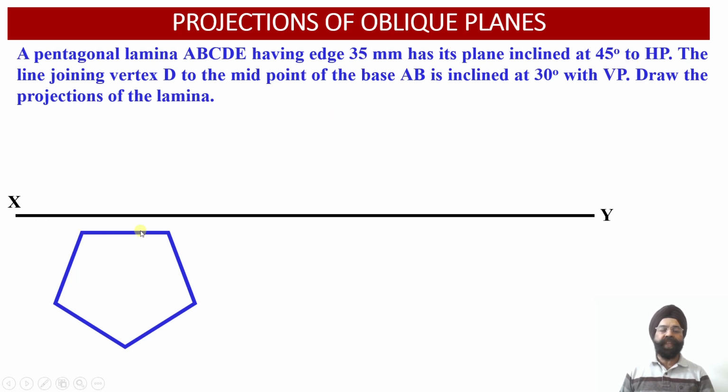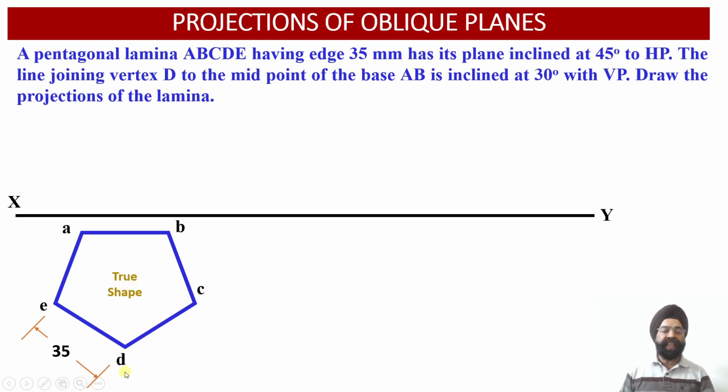So the true shape of this lamina will be obtained in the top view projections onto the horizontal plane, and these projections will be drawn below the XY reference line. Now we have drawn this pentagonal lamina A, B, C, D, E, in which AB happens to be the base of the lamina, and D is a vertex which lies just opposite to this base, and the edge of the lamina is 35 millimeter. So the true shape of this lamina has been obtained in the top view projections onto the horizontal plane.